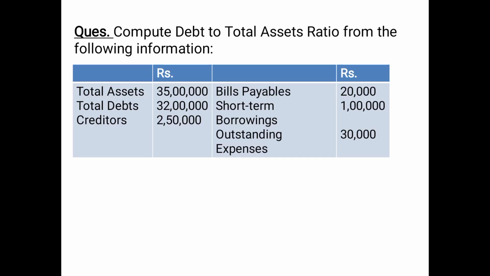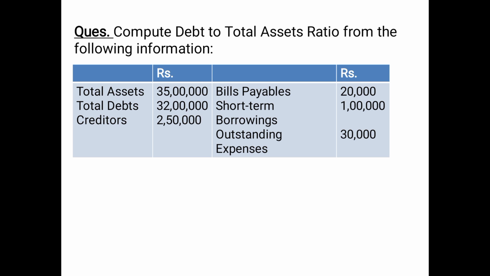Now the next question. You have to compute debt to total asset ratio. What is the formula for debt to total asset ratio? Debt upon total asset, from the following information. Total asset again will be a part of total asset. Total debts include both the current as well as long term debts, but for this formula, debt to total asset, you need to have the long term debts.